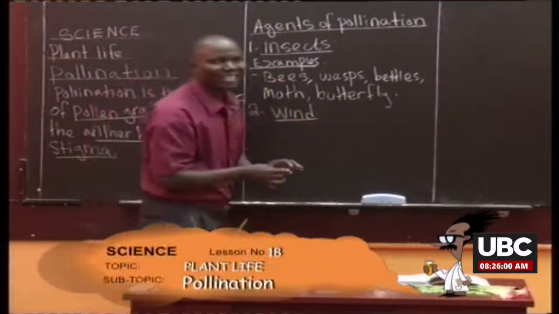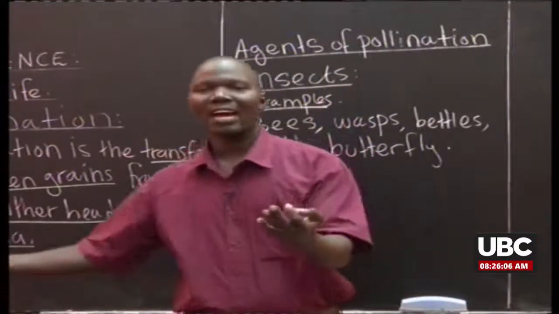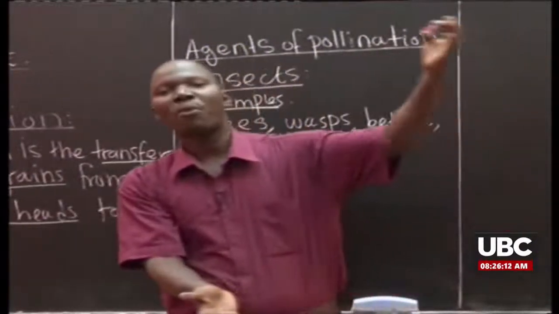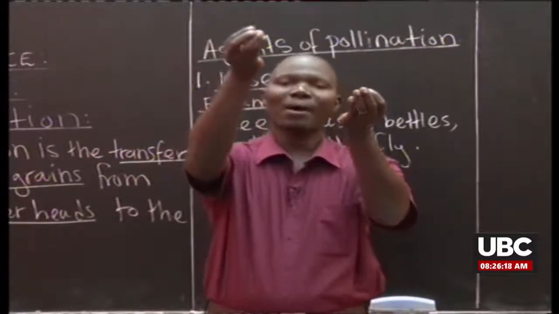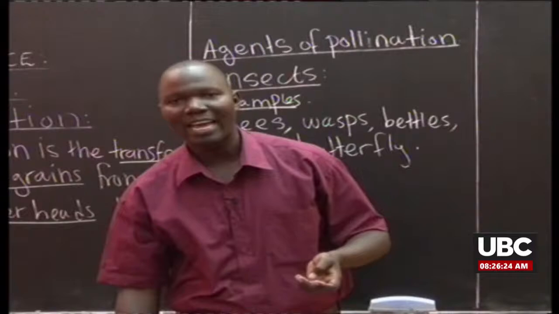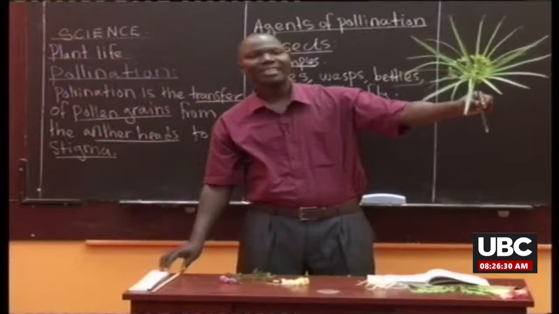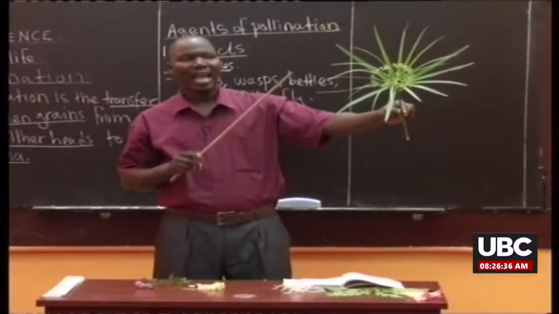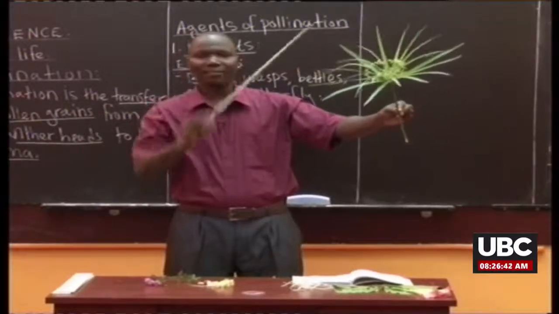Wind. What is wind? Wind is moving air. The wind will blow, and then from that direction, again it will blow. In doing that, some pollen will be blown away and it will fall onto the stigma. Examples of such plants include these grasses. Look at the grasses, children. With these grasses, how are they pollinated? It's wind. As the wind blows, the pollen will shake and will fall onto another flower.